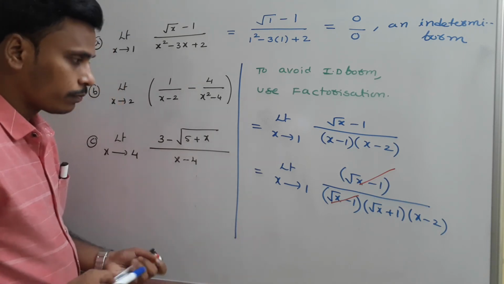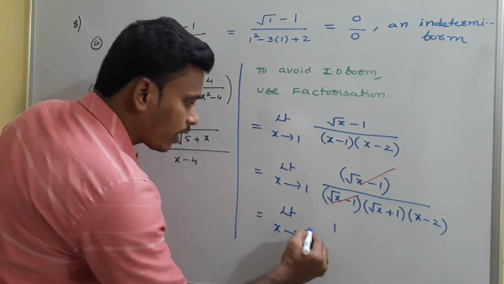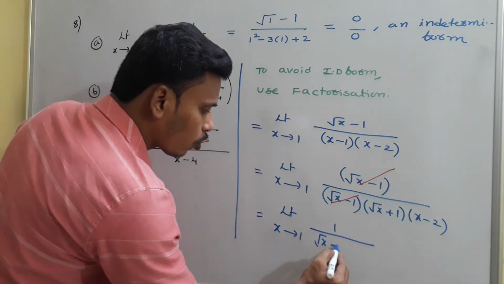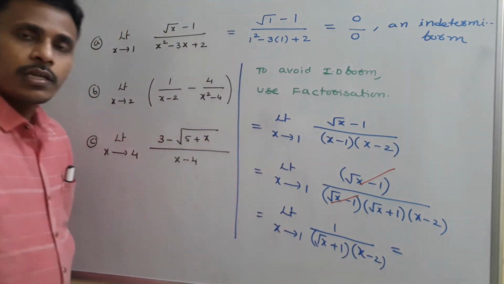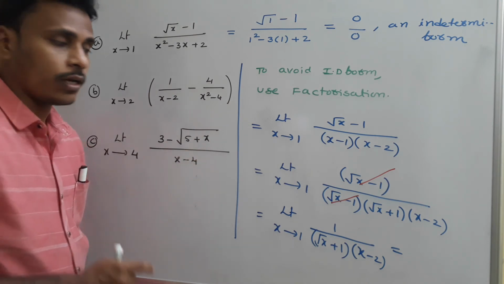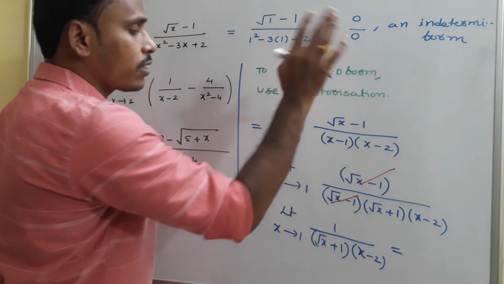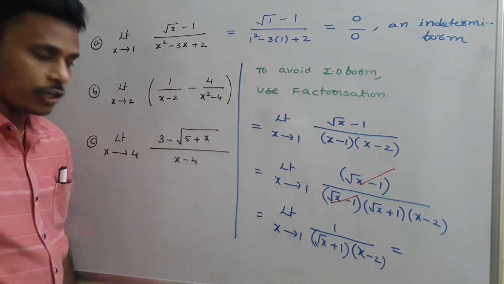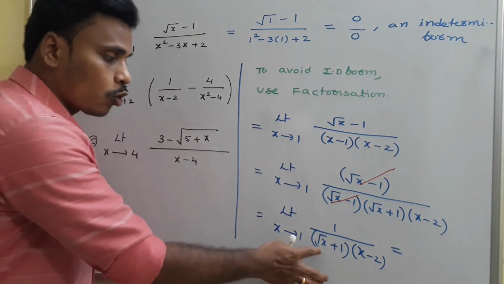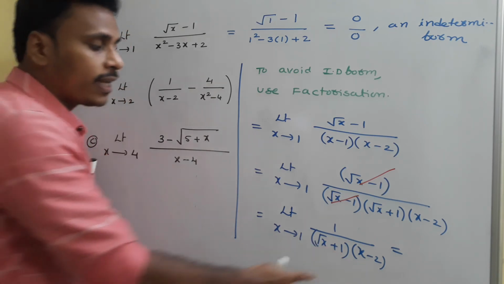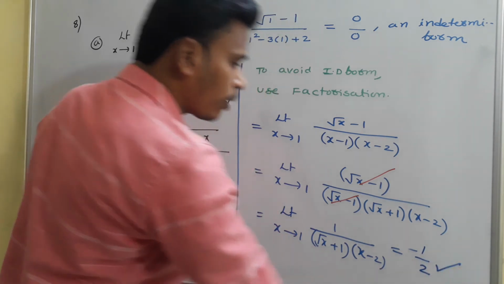So at the end this equals the limit as x tends to 1, the numerator is 1 and in the denominator root x plus 1 into x minus 2. Since we cancel out that root x minus 1, when you replace x with 1, this is 0, this is 0. That 0 by 0 problem gets cancelled and now you are left with a regular function. Then you just replace x with 1. Root 1 is 1, 1 plus 1 is 2. And here 1 minus 2 is minus 1, and your answer at the end is minus 1 by 2.